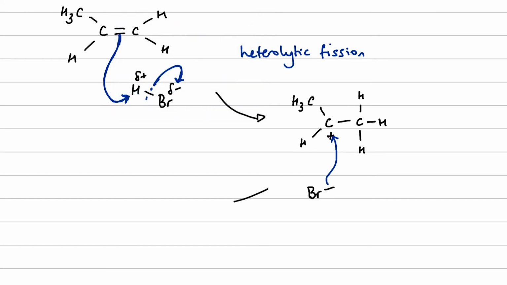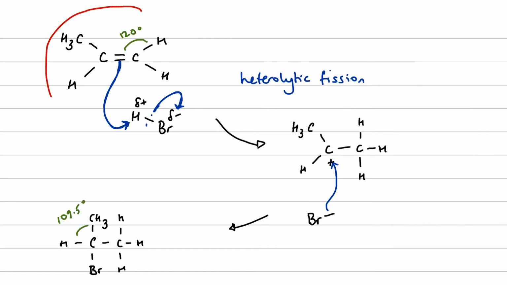The result is we end up with this molecule here. So we've got our 3 hydrogens, our bromine, and our methyl group. Note the change in geometry as well around the carbon atoms. We started off with a bond angle of around about 120 degrees, a planar molecule, and we end up with a tetrahedral shape, around about 109.5 degrees for our bond angle there.